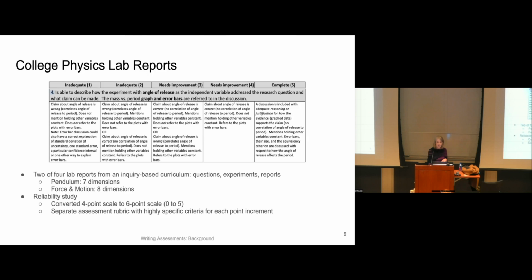And they get a rubric. For the pendulum, it's 7 dimensions where they're supposed to be able to answer these 7 different components. And so what we did with our data set to create this data set is we took the reports that had been written. We have 1,000 of the pendulum report, 1,000 in force and motion, and we knew the TAs didn't assess them reliably, right? It's a huge class, many sections.